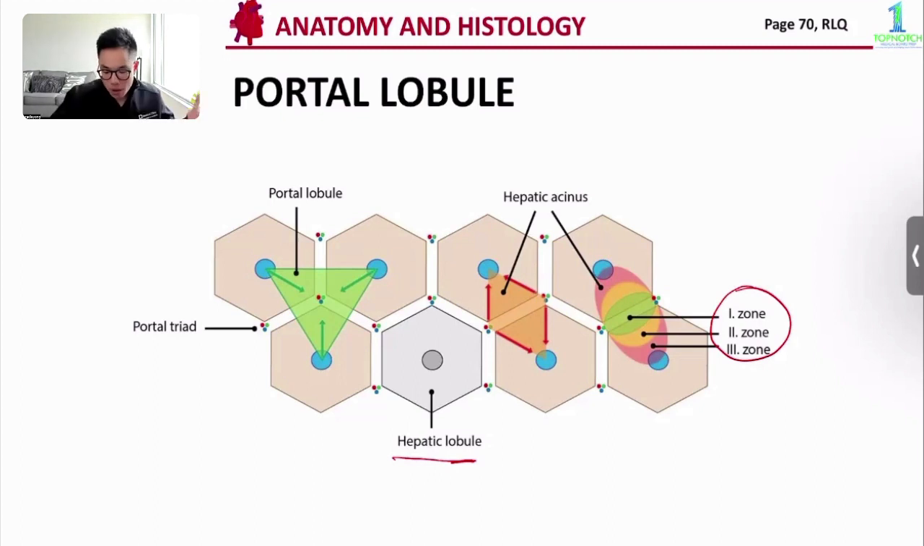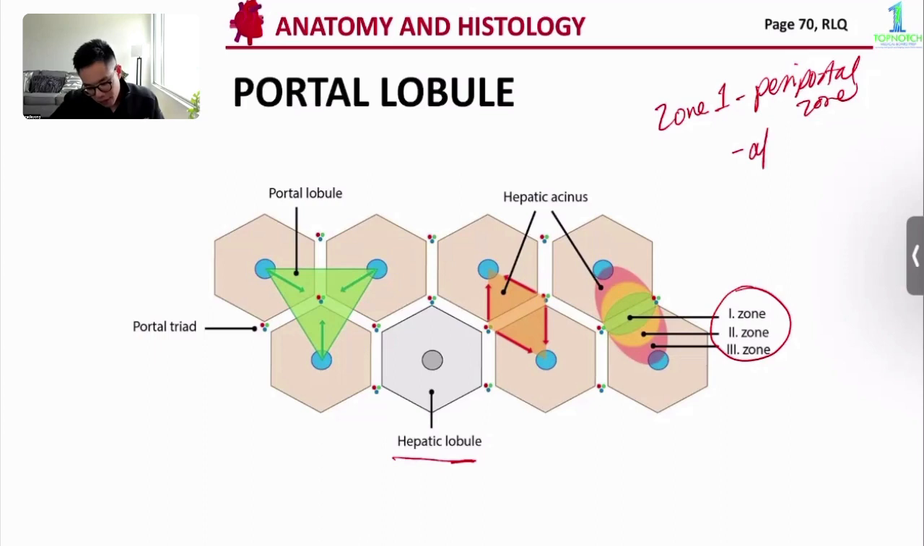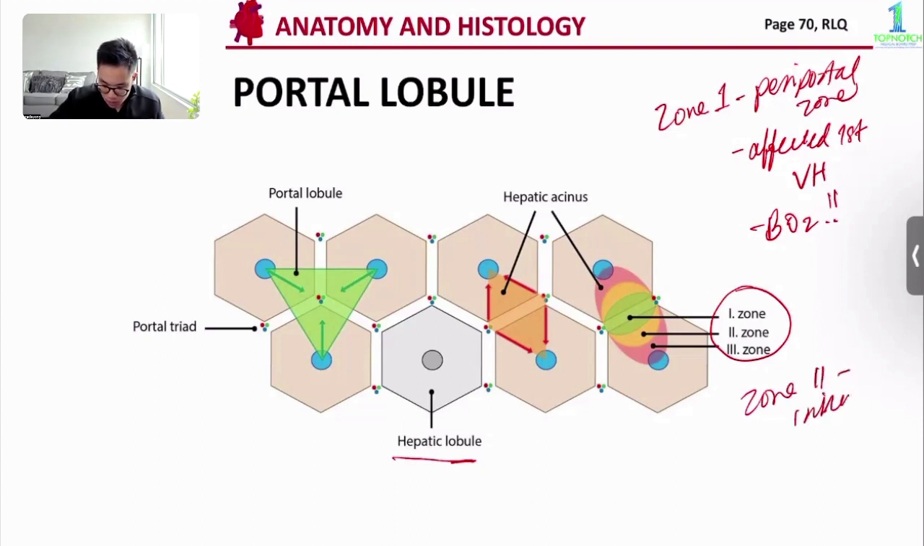That being said, going back here, you have your zone 1. The zone 1 is known as your periportal zone. The zone 1, the periportal zone, is going to be affected first by your viral hepatitis, and it is best oxygenated. Okay? The zone 2 is intermediate. Now, if you're asking me, Bradley, is there anything important with your intermediate zone? There is actually. If you've heard of the disease yellow fever, they like staying here in zone 2.